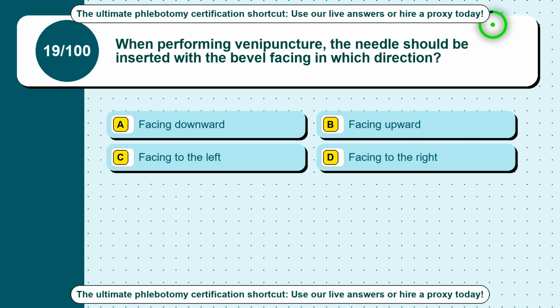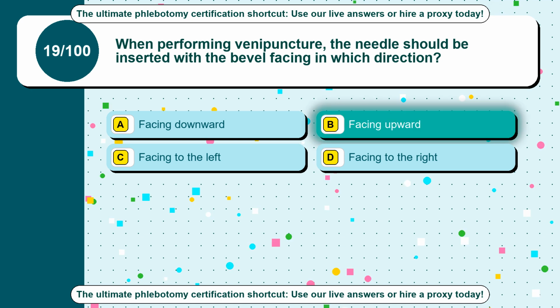Question 19. When performing venipuncture, the needle should be inserted with the bevel facing in which direction? Option A, facing downward. Option B, facing upward. Option C, facing to the left. Option D, facing to the right. The correct answer is option B, facing upward.